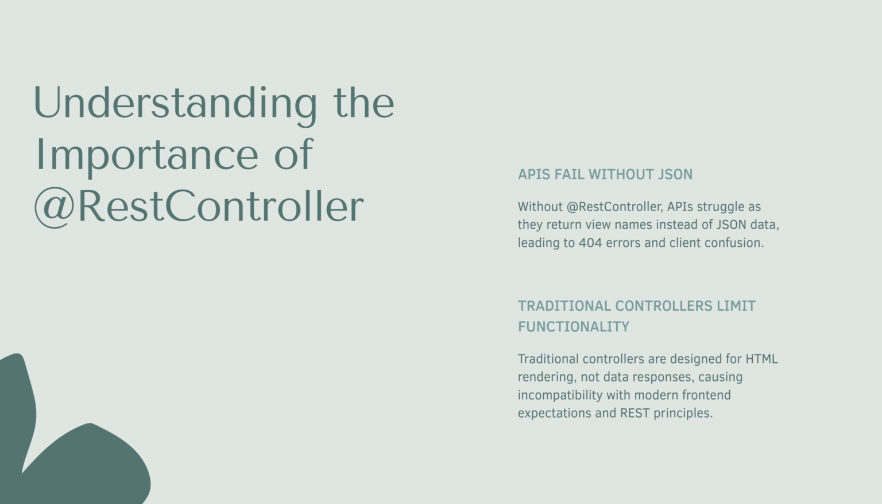Now, here is where the problem starts. When developers use traditional controllers incorrectly, Spring tries to return view names instead of data. As a result, Spring starts searching for JSP or HTML files. The API call fails, the frontend receives 404 errors, and the developer gets confused and frustrated. He often says with confusion, "But my logic is correct. Why is the API not working?" This is where many beginners struggle. The root cause is very simple. Traditional controllers are designed for page rendering, not for data delivery.